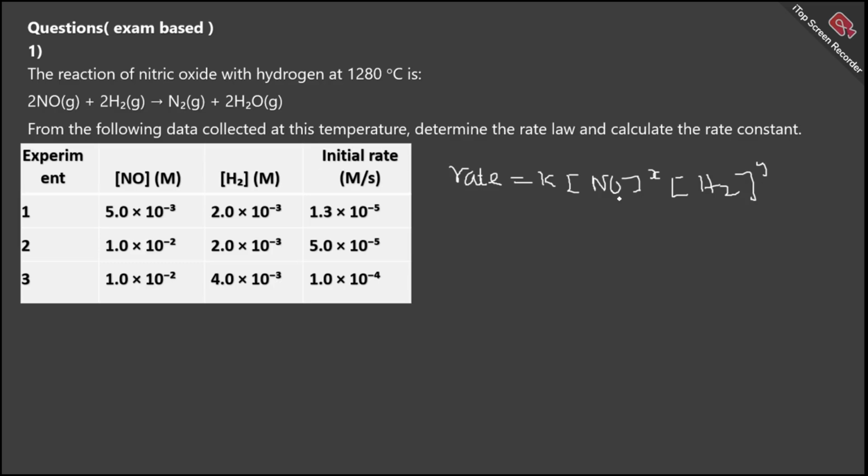Okay, so I'll start by finding the order of reaction of nitrogen monoxide. It's actually very simple. Let's dive into it. Look at the concentration of hydrogen. Where is it constant? We can see that from this one and this one, hydrogen is constant. So you're going to use this rate and this rate.